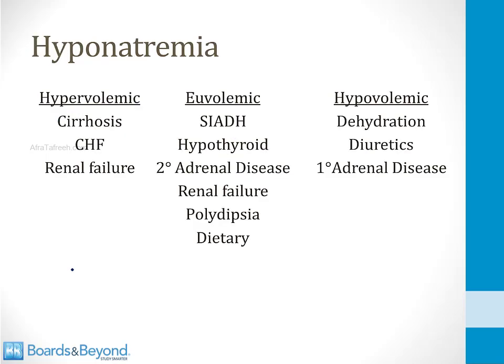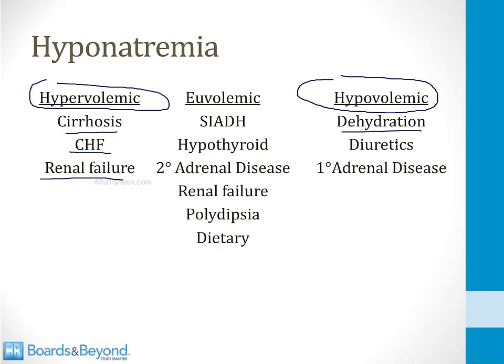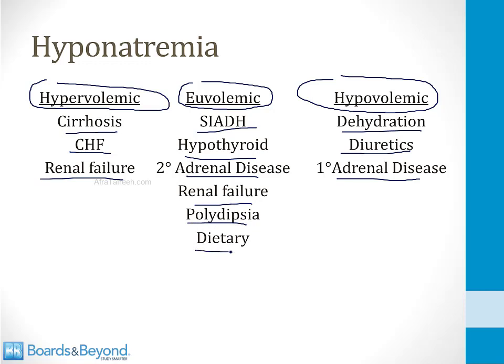So many textbooks like to divide hyponatremia by the volume status of the patient. So I've done that for you on the slide here. So cirrhosis, heart failure, and some patients with renal failure can be hypervolemic and have signs on physical exam of excess volume like lower extremity edema and crackles and increased jugular venous pressure. Hypovolemic hyponatremia occurs when patients are dehydrated, when they're on diuretics, or when they have primary adrenal disease where they have lost their aldosterone secretion by the adrenal gland. And then euvolemic hyponatremia has a number of causes, including SIADH, which we talked about as a diagnosis of exclusion, also hypothyroidism, secondary adrenal disease, some patients with renal failure, and finally polydipsia and dietary causes of hyponatremia.